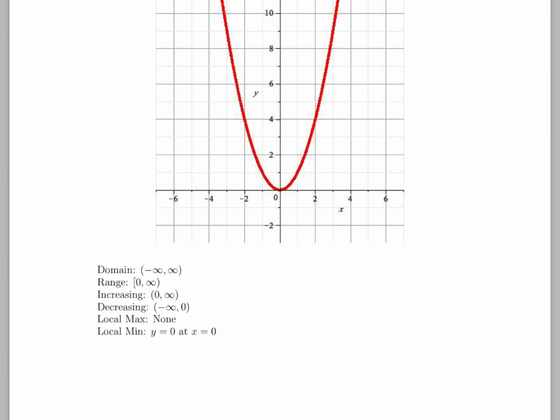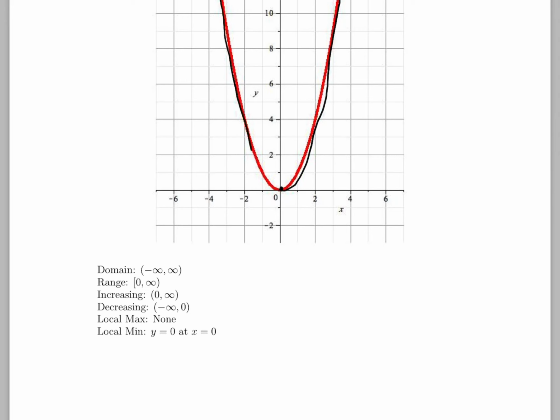Where is it increasing? Well, it's increasing everywhere on the right of this graph. Okay, we can see that here. We can see that this whole line here, all the way up, it's increasing. Again, we don't include any endpoint where it suddenly turns and changes direction. So we do not include this value 0 down here. It's just increasing from 0 up to infinity, but not including 0, because that 0 is a turning point.